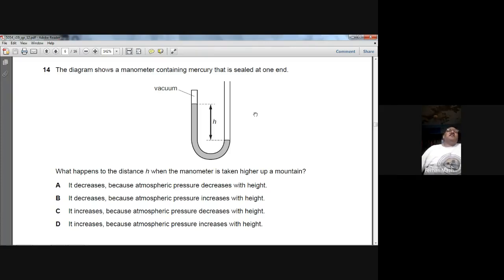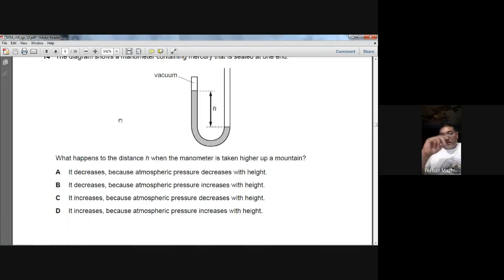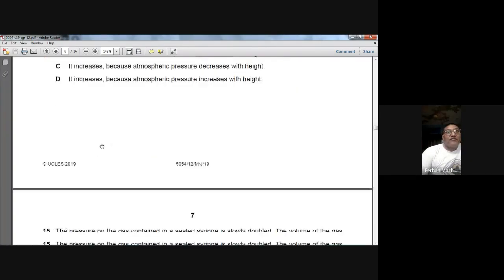A choice is: what happens to the distance h when the manometer is taken higher up a mountain? A decreases because atmospheric pressure decreases with the height. That is the answer. So question number 14, A is the answer. We don't need to read the next, but when you are actually attempting a paper, you should always read all the 4 options. A is the choice.